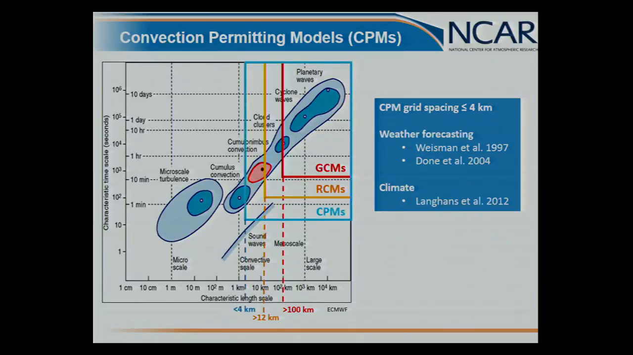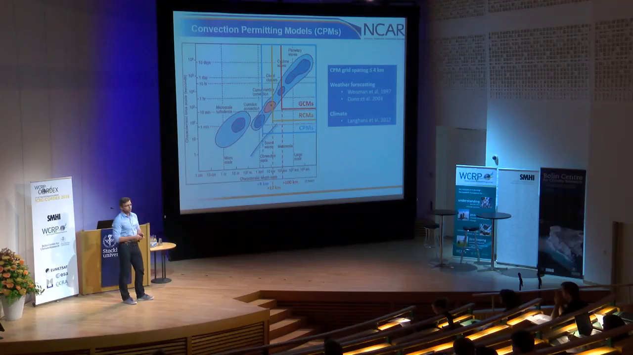However, if we go to higher and higher resolutions, we start to resolve this process. And this is what I call convection-permitting models. And the threshold here is approximately 4 kilometers and less.